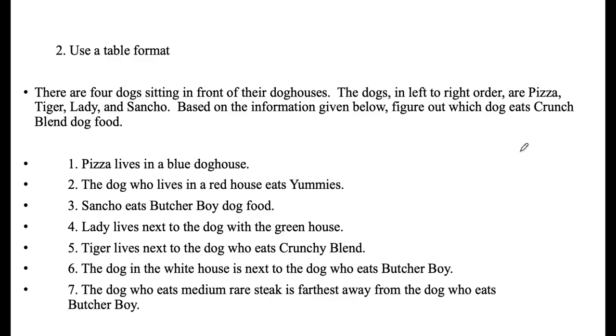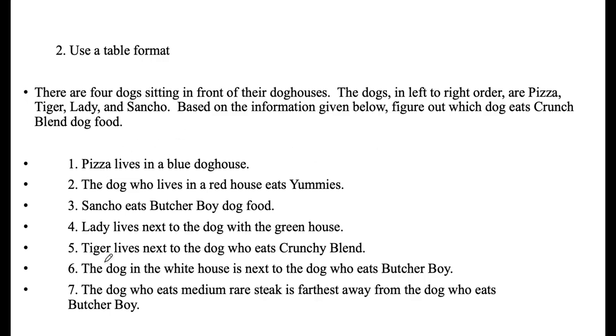Okay, and the other part is using a table, another diagram you can use. This problem is to teach you how to draw a problem in a chart. Here there are 4 dogs sitting in front of their dog houses. The dogs in left to right order are Pizza, Tiger, Lady, and Sancho. Based on the information given below, figure out which dog eats Crunch Blend dog food.